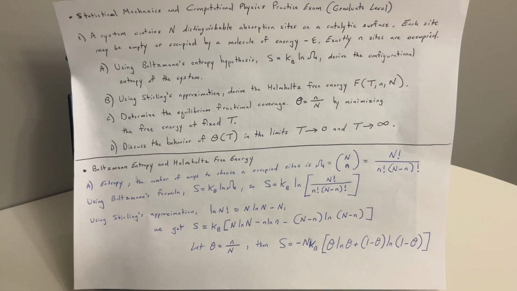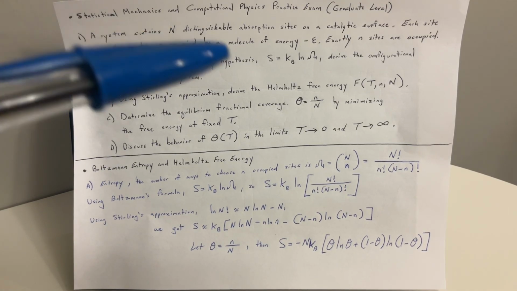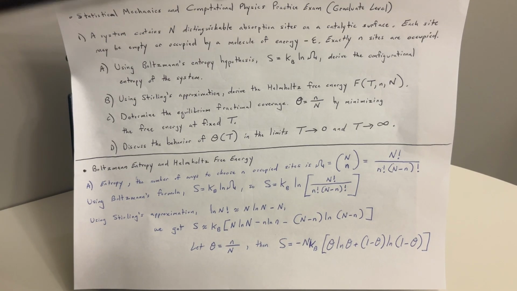Number one, a system contains N distinguishable absorption sites on a catalytic surface. Each site may be empty or occupied by a molecule of energy negative epsilon. Exactly n sites are occupied. Part A, using Boltzmann's entropy hypothesis, S equals k_B ln Omega, derive the configurational entropy of the system.